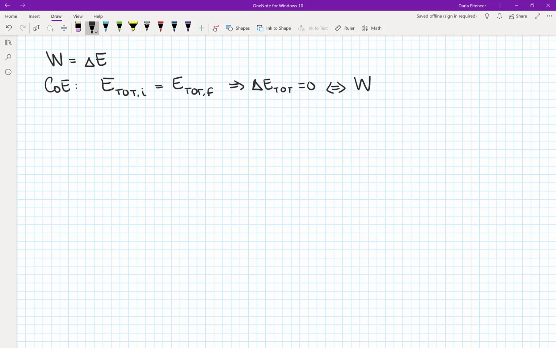So remember that we defined work as change in energy. And now when we're talking about conservation of energy, we're saying that E total initial is equal to E total final. Okay? But isn't this the same thing as saying delta E total is equal to 0? So that's also the same thing as saying there is no work. I'm going to be more careful and write it as external work. Okay? So energy conservation, the way that we wrote it, the way that we used it, is only possible if there are no external works involved.